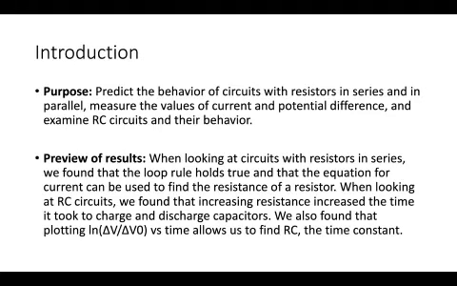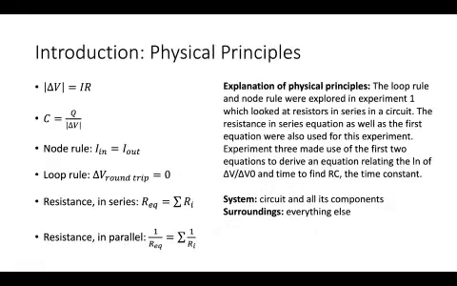When looking at circuits with resistors in series, we found that the loop rule holds true and that the equation for current can be used to find the resistance of a resistor. When looking at RC circuits, we found that increasing resistance increased the time it took to charge and discharge capacitors. We also found that plotting the natural log of delta V over delta V initial versus time allows us to find RC, the time constant.